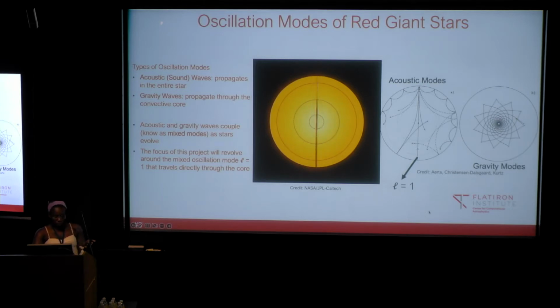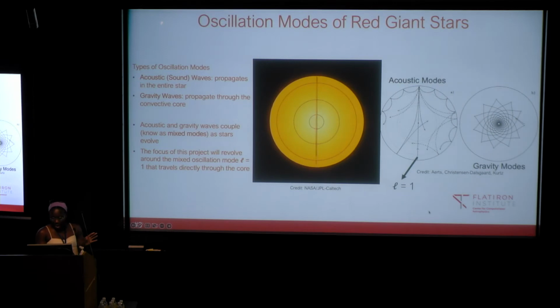Acoustic and gravity waves increasingly couple, known as mixed modes, during stellar evolution, and this happens inside of the cavity between the radiative envelope and the convective core. This is because, again, the core is contracting and the envelope is expanding. The result is that the acoustic and gravity waves begin to couple within this region as the frequencies between the two become more similar.